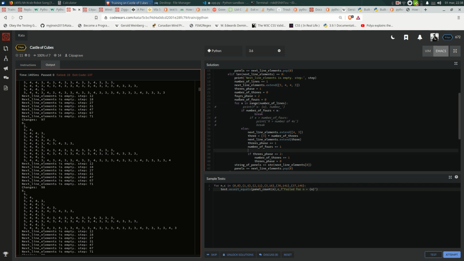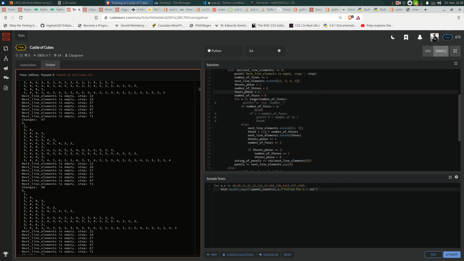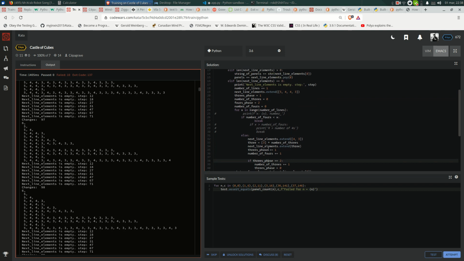Where is fourth? I need to like, control find. Oh, you can't do that. Is there anywhere fourth phase? So there's always number of fours is +1. Alright. At the end of each one you say fourth phase plus equals 1.